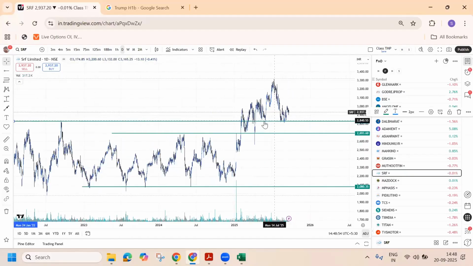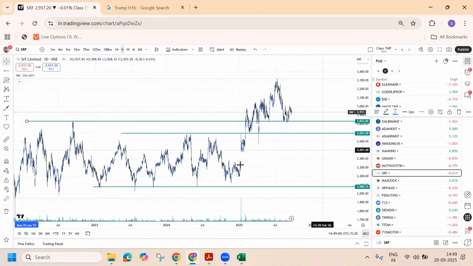This can also be a buying opportunity. From here, it went up. Here it went up. So even if it drops to 2837, we will buy with the stop loss. If the stop loss gets hit, no matter, we will again try to buy it. This is the beauty of horizontal lines.